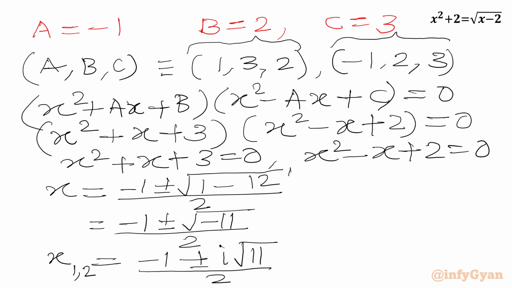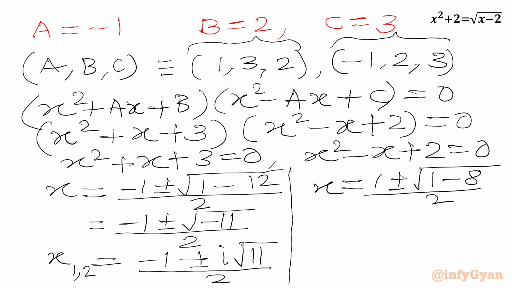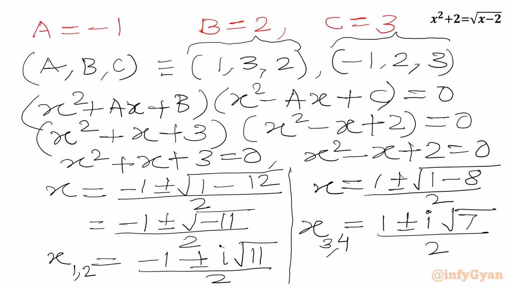Now we will solve our second quadratic equation. So x will be equal to 1 plus minus square root of 1 minus 8 over 2, which will be equal to 1 plus minus i times square root 7 over 2. So we have all four complex solutions. This was method number 1. Now we will take up the shortest method. So I will write here method number 2.